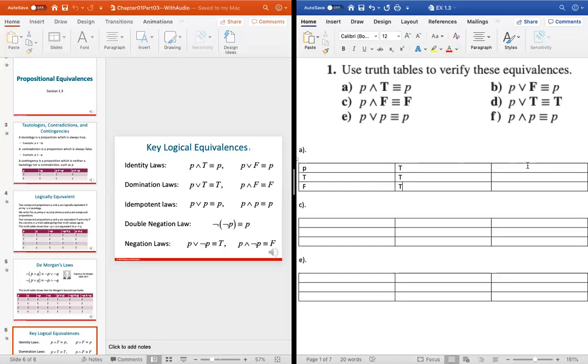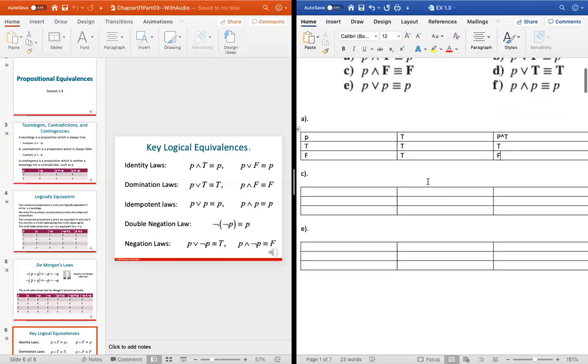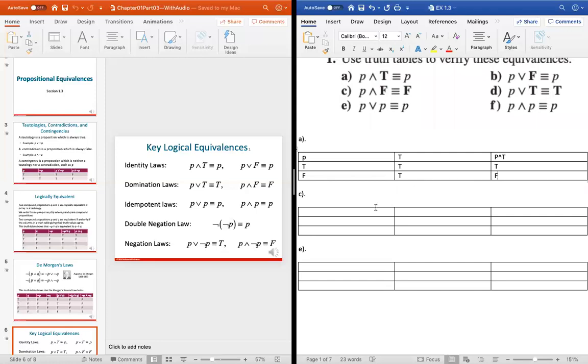And then if we AND them together, P and the truth value, what's going to be the value of this? When P is true and we AND it with a true as well, it's going to be true. And when P is false and we AND false with a true, it's going to be false. So it is true and false. Let me know if there are any questions. Otherwise, we can proceed forward.